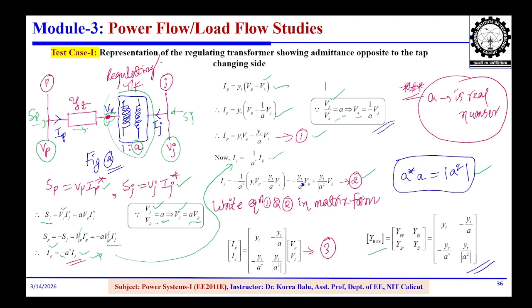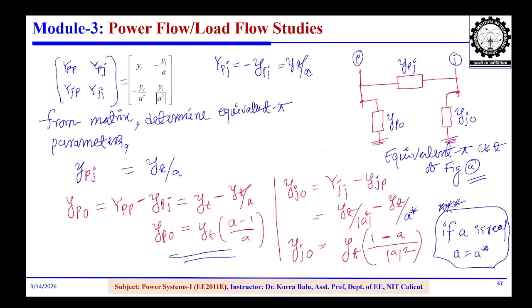Regulating transformer is given in the transmission line when the tap changing is opposite of the given admittance. Now represent in terms of the series element and shunt element by using the two-port network concept. Okay, so the given value is Ypj is equal to minus Ypj. So the minus Ypj means the capital Ypj will go here, then it is the Yt by A.